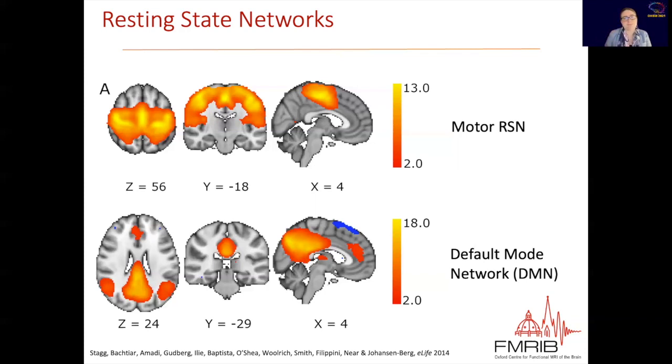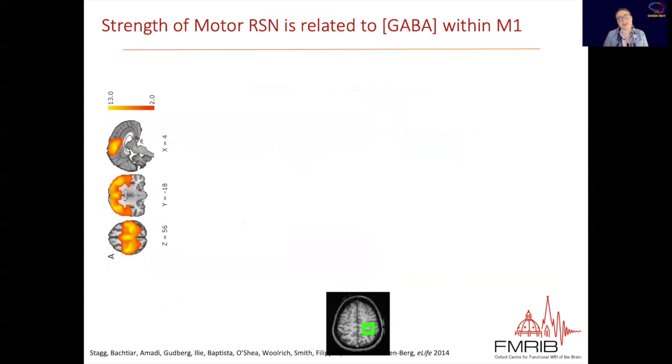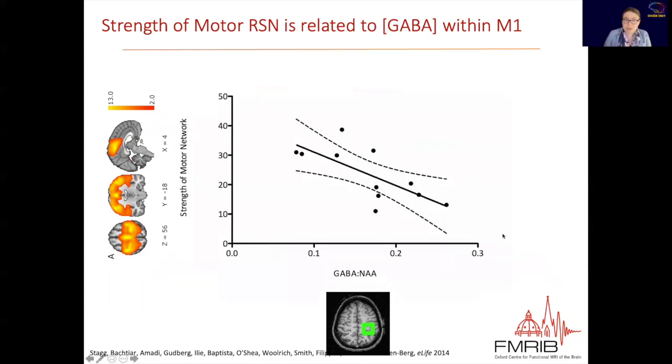motor cortex. So first of all, we asked the question, does inhibition within motor cortex relate to connectivity within the network? We would hypothesize that if you have higher levels of inhibition, you have less connectivity within your behavioural network, which would be reflected in a worse behaviour. That's exactly what we saw. So people who had relatively high levels of GABA had less connectivity, lower levels had high connectivity.